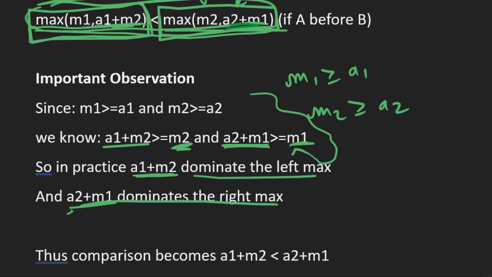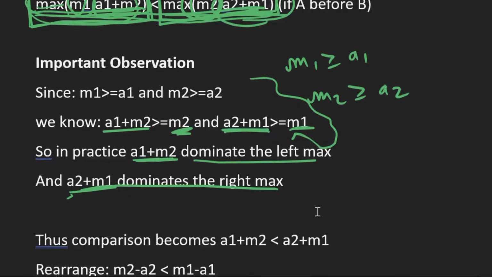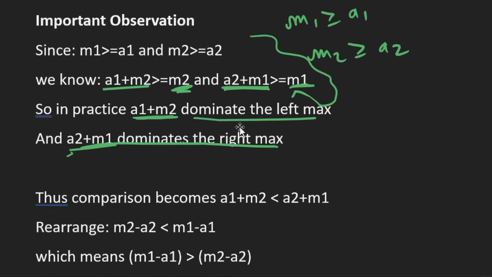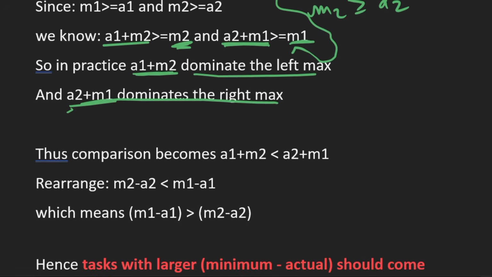See here, A2 plus M1 will always be greater than this M1. Similarly, A1 plus M2 is greater than M2, right? So A1 plus M2 dominates this part and A2 plus M1 dominates this part. So instead of comparing this whole equation, what we'll do is compare A1 plus M2 from the left part and A2 plus M1 from the right part, right?